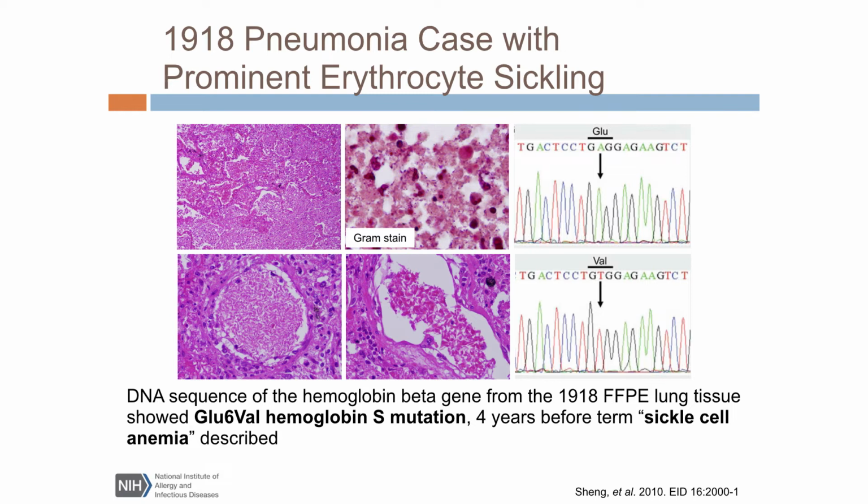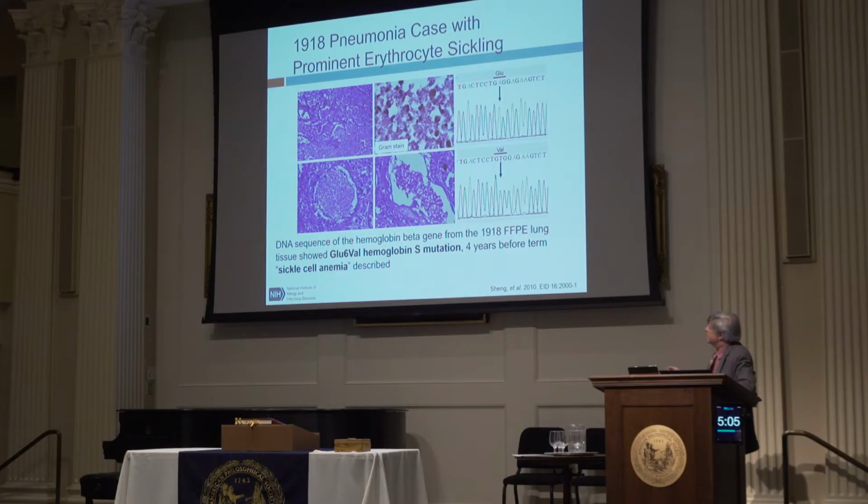Curiously, just as an aside, one of the cases of 1918 that had blood clots we looked at had very interesting features where the red cells were sickled. So we went back and looked at the records. This was an African-American soldier who died in October 1918. And we went back and sequenced the beta-globin gene from his DNA and showed the classic sickle cell mutation 4 years before the term sickle cell anemia was coined in a paper published in 1922.